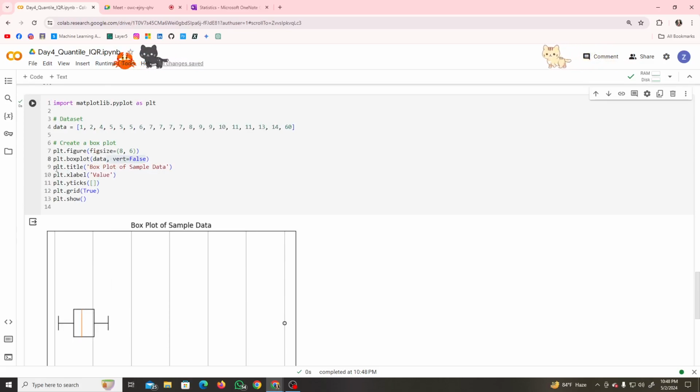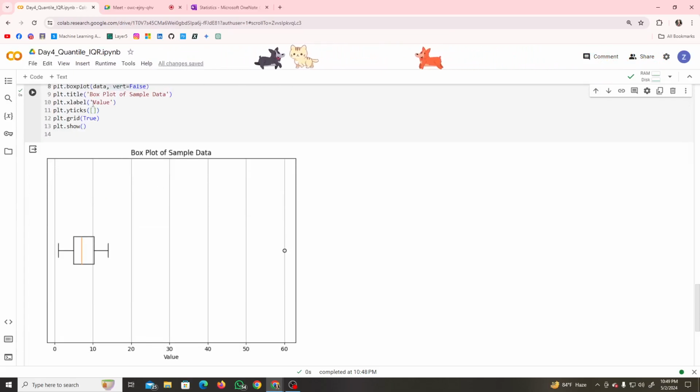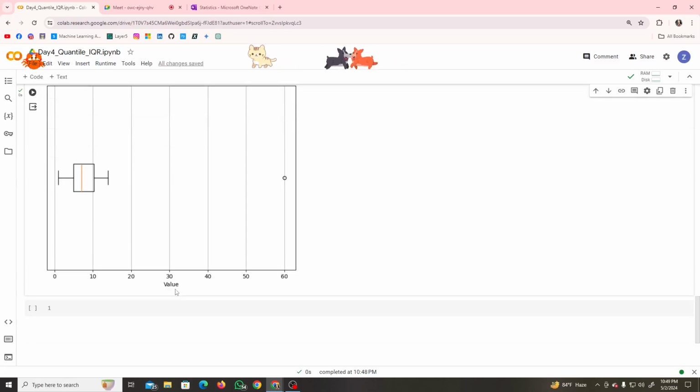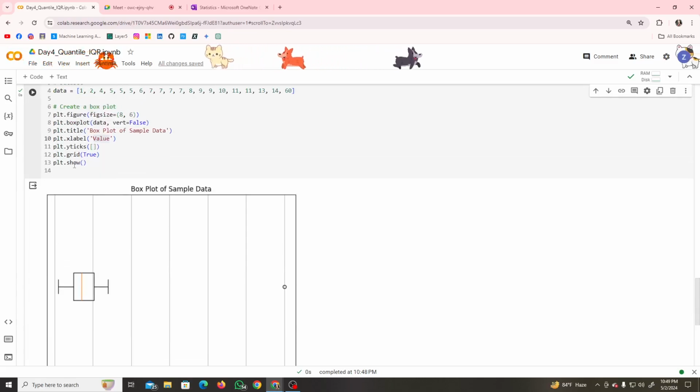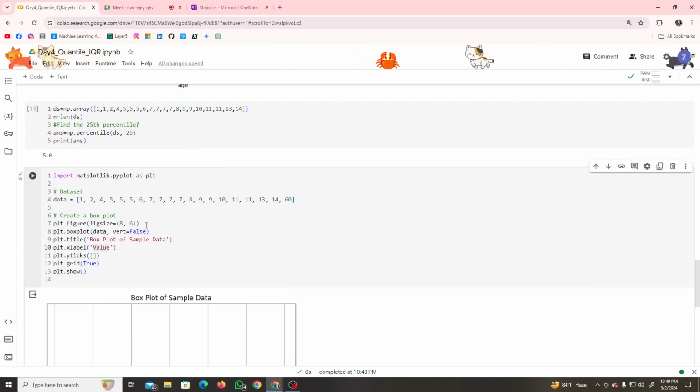You can write plt.title, which is the title of this graph, which is box plot of sample data. Then xlabel, you can label something here. We have labeled it value, so here we have it. And then if you write plt.show, this plot will be shown. So almost this was it. You can get your box plot by writing this block of code.